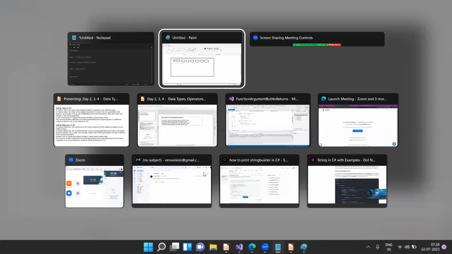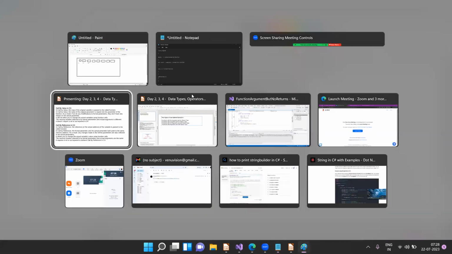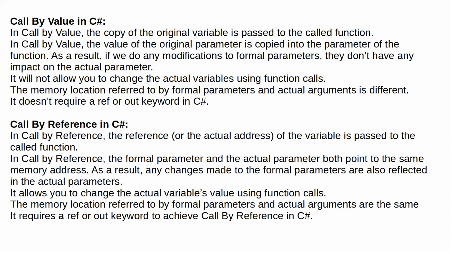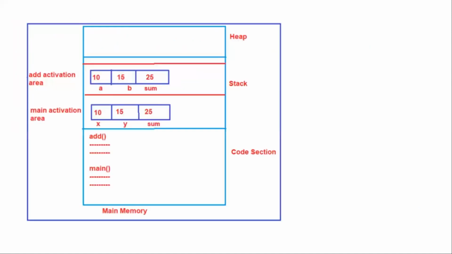Okay. So in call by reference, what happens is, in the call by value, the X value is being copied to A and the Y value is copied to B, right? But in the call by reference, we do not pass the value of 10 or 15 to the add method. Instead, we pass the address of the X value and the address of the Y value.